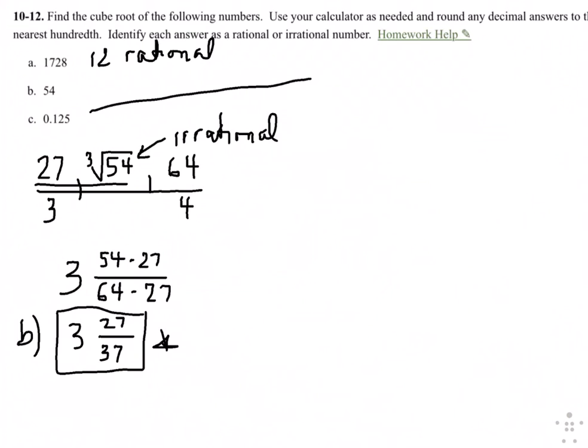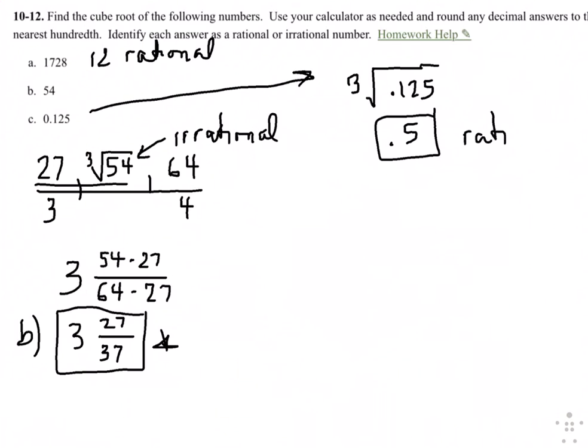And now the C, again, if we type that in, the cube root of 0.125 comes out to 0.5. And 0.5 is a rational number, right? It could be written as 1/2. And we're done with those.